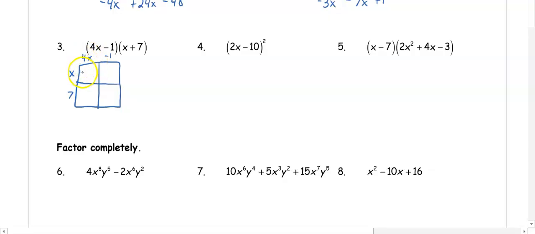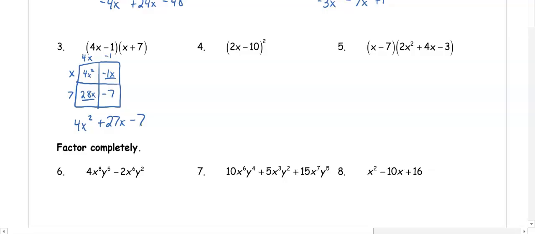So 4x times x is 4x squared. Negative 1 times x is negative 1x. 4x times 7 is 28x. And 7 times negative 1 is negative 7. These x terms need to combine together, so we get 4x squared plus 27x minus 7.